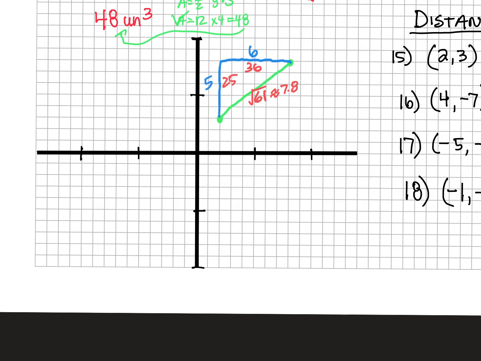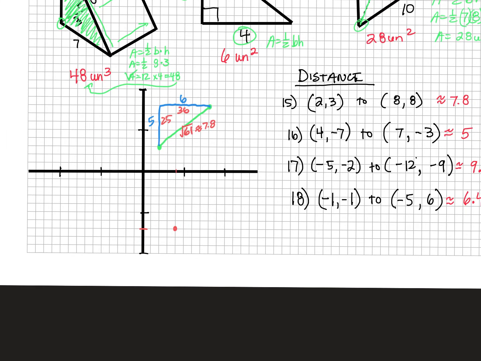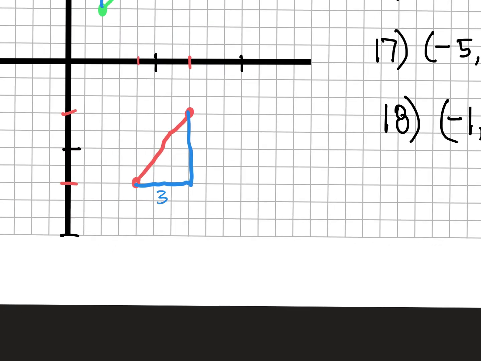Okay, 4 is right here. Let's see. 4 is right here, and -7 is right here. So there's 4, -7. And 7 is right here, and -3 is right there. So this is where they hit. Boom, boom. If I make my lines, I've got 3 and 4. 3 squared is 9. 4 squared is 16. Together, that's 25. The square root of 25 is just normal old 5.